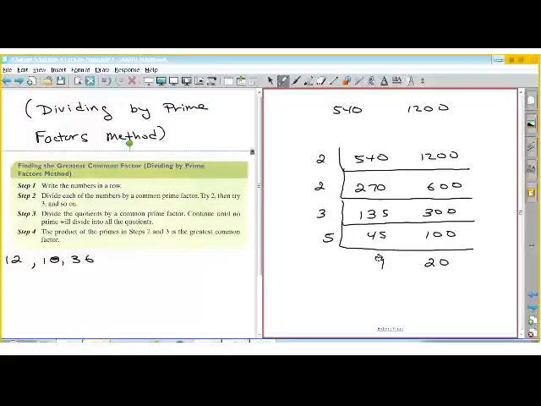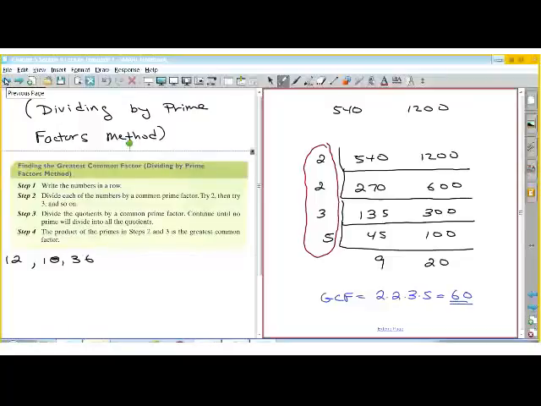Okay, now can I divide both of those by 5 again? No. So at this point I can't divide either of them by a common factor, because the only factor of this is 3 or 9, and I can't divide this by 3 or 9. So once you get to a point where you can't divide both of them by the same prime number, you take the 4 numbers here that you've already used and you multiply those together. So my greatest common factor is 2 times 2 times 3 times 5, which is 60.